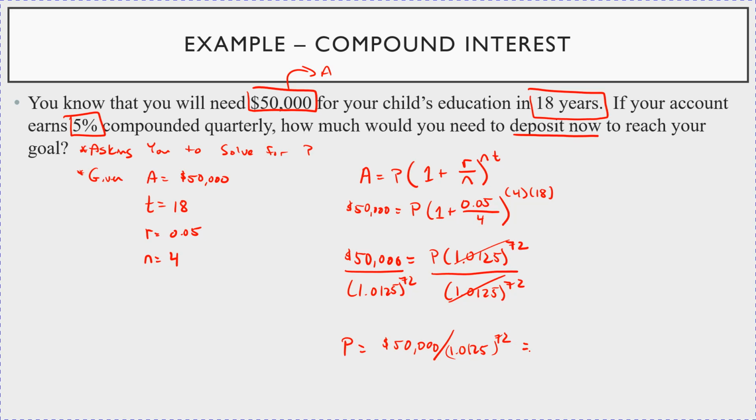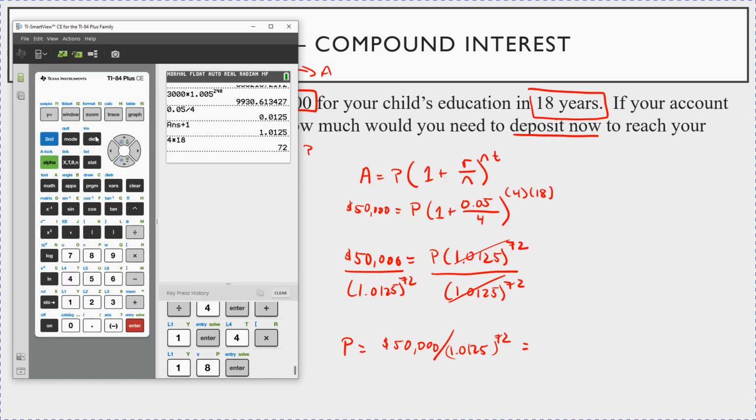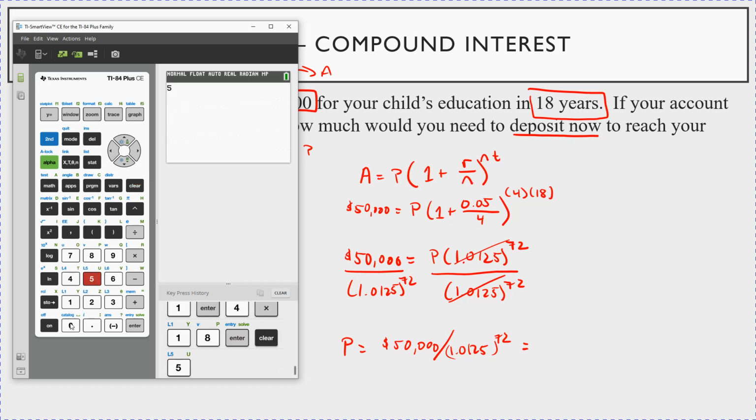All right, let's grab our calculator, see how much I'm going to have to deposit now. So I'm going to go 50,000 divided by 1.0125 raised, so I'm just making sure it only goes to that, to the 72nd power. Oof. So right now I'm going to have to deposit $20,442.20.